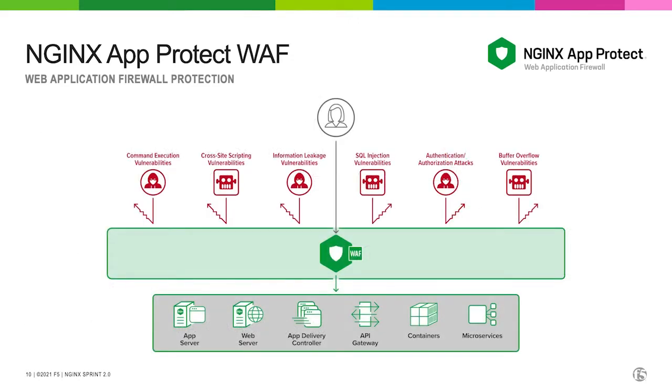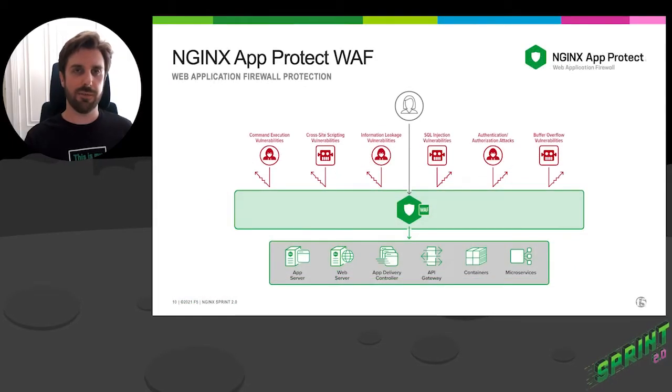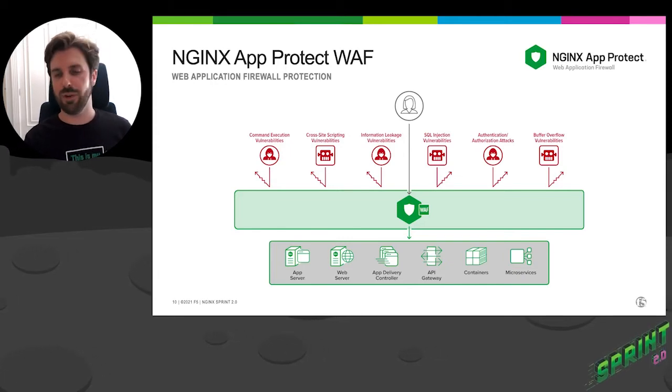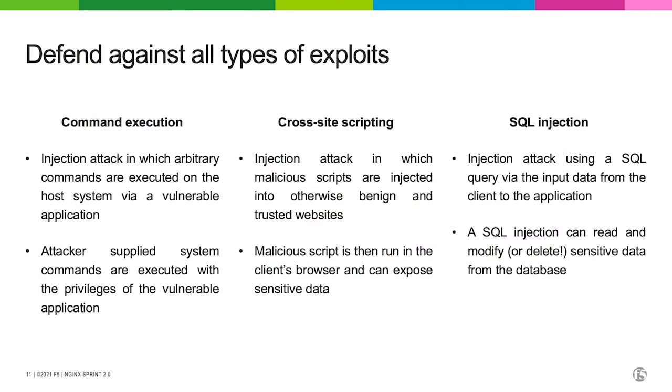You can use NGINX App Protect WAF to protect your servers, or your gateways, or your containers, or microservices from all sorts of security threats and exploits, amongst which 6 of the most common ones would be command execution threats, cross-site scripting, information leakage exploits, SQL injections, authentication authorization attacks, or buffer overflow exploits. And just to go into a little bit more detail on the top 3 types of attack, we have command executions, which are injection attacks in which arbitrary code is executed on your host system via a vulnerable application.